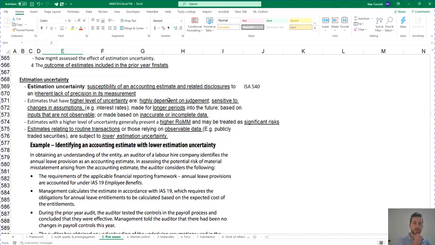Estimation uncertainty is a concept to do with the susceptibility of an accounting estimate and related disclosures to an inherent lack of precision in its measurement.